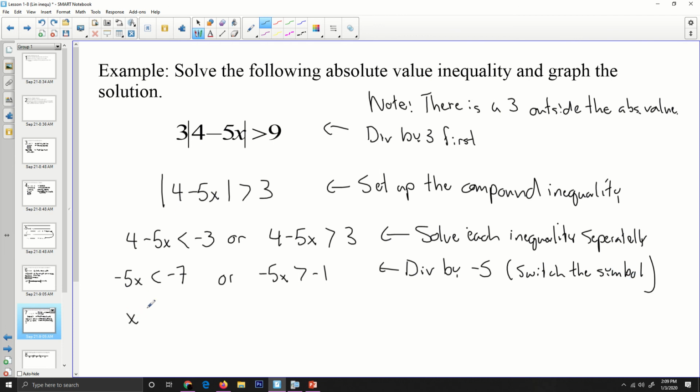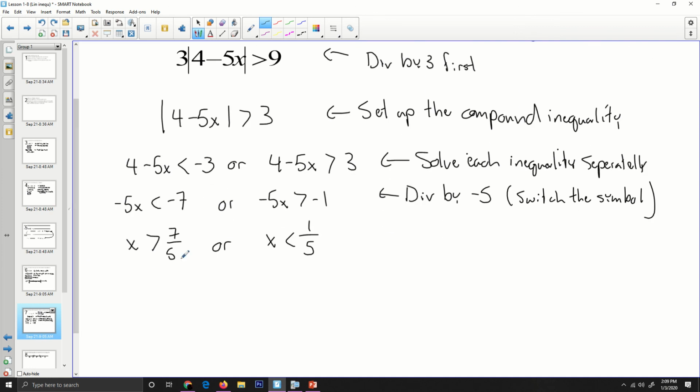And so we'll get x greater than positive 7/5, or x is less than positive 1/5. And we should probably rewrite that. Clearly, you'll notice here, 7/5 is greater than 1/5. So if we wanted to do it right, if I mark this on my number line, this is my solution, by the way.